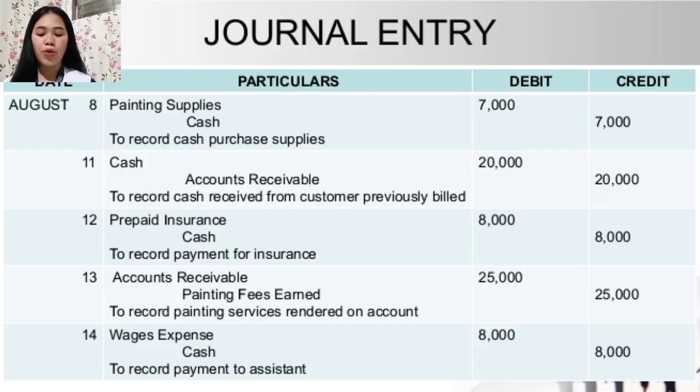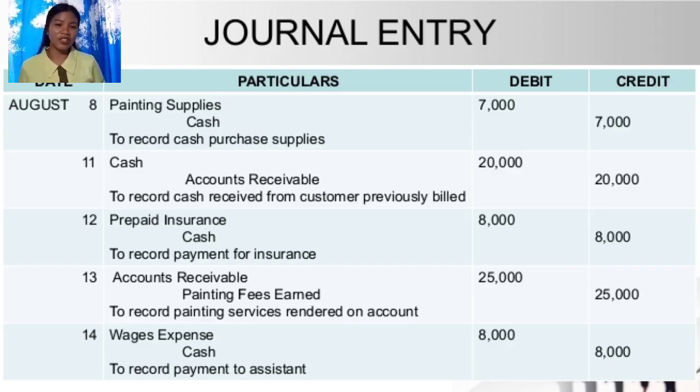August 8. Purchased supplies for cash, 7,000 pesos. The debit here is painting supplies, cost 7,000 pesos, and the credit here is cash, 7,000 pesos. To record cash purchase of supplies. August 11. Received a check for 20,000 pesos from the customer previously billed. The debit here is cash, 20,000 pesos, and the credit here is accounts receivable, 20,000 pesos. To record the cash received from the customer previously billed.